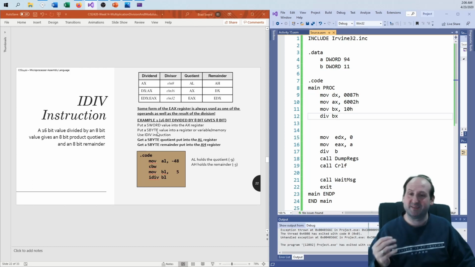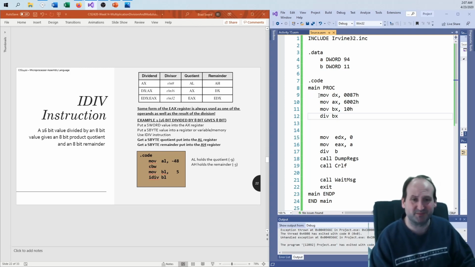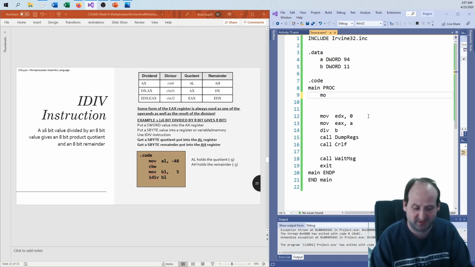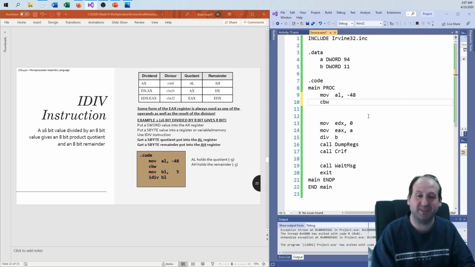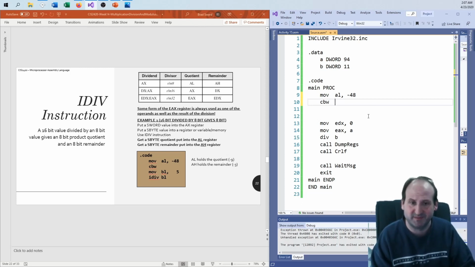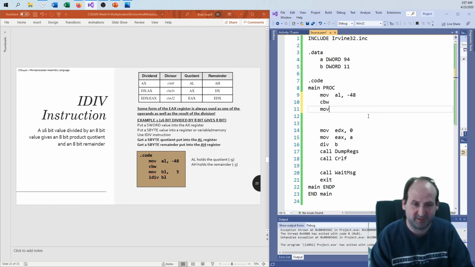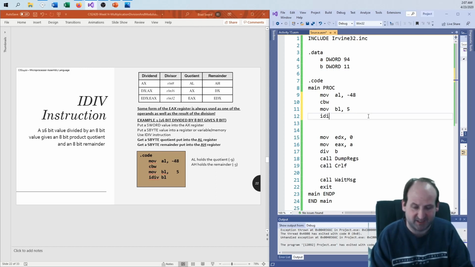Okay, so then something like this here, just to go through this. Everything is signed again, so you have to worry about signed stuff, signed word, signed byte. IDiv gets you signed byte results. It won't be very simple to see this as a bunch of dump regs, but just to see what you see, right? So move AL, comma, -48, and then CBW to convert that byte into the word, take that AL and extend it into the AH region, move into the BL register a 5, and then IDiv BL.